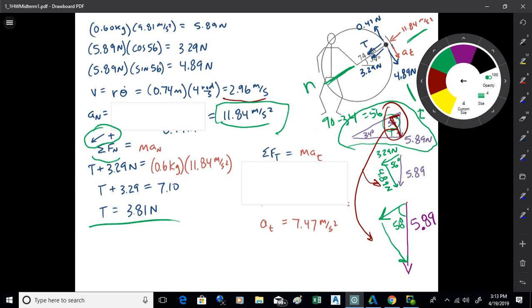And then the second thing to do is sum forces in the tangential direction. Forces on the left, masses and accelerations on the right.